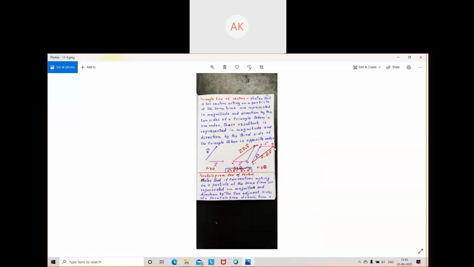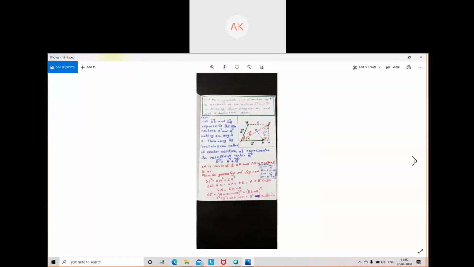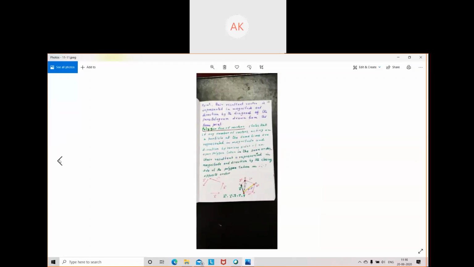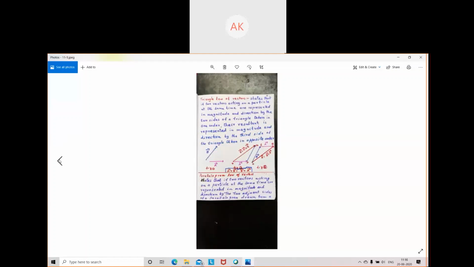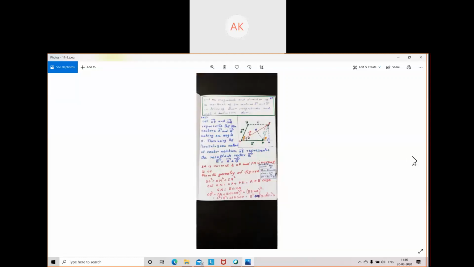Next is the parallelogram law of vectors. So the triangle law we have studied now. Next is the parallelogram law of vectors. I will show you the other figure. Parallelogram law of vectors.